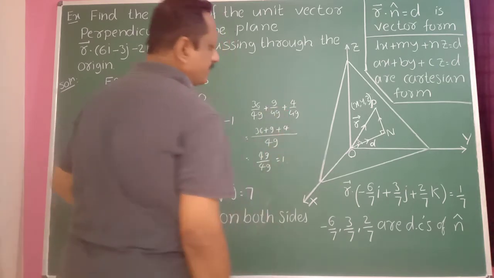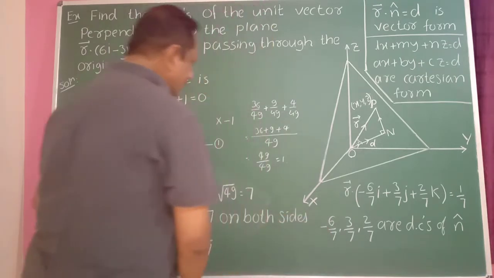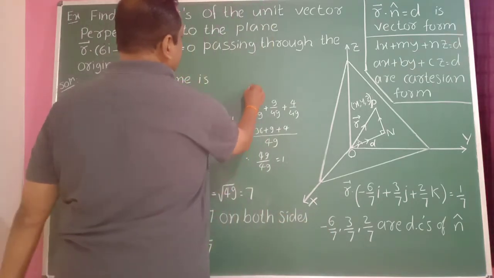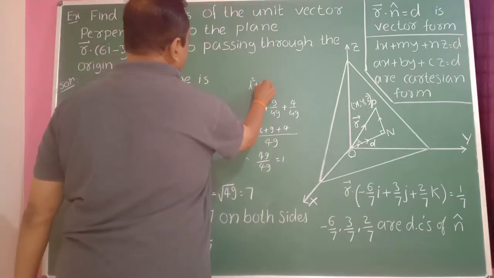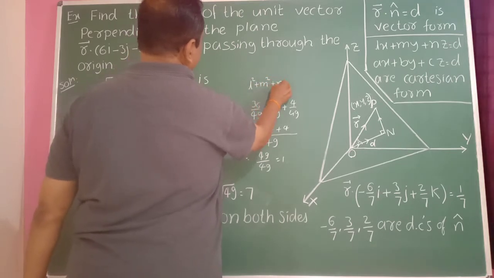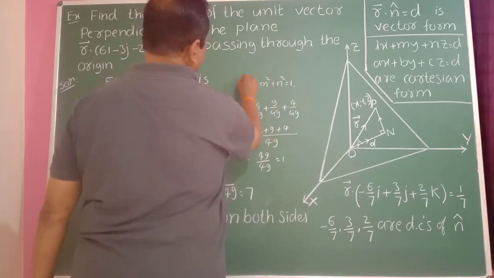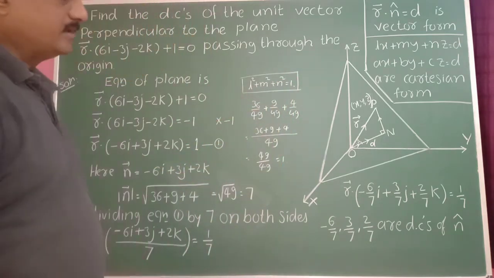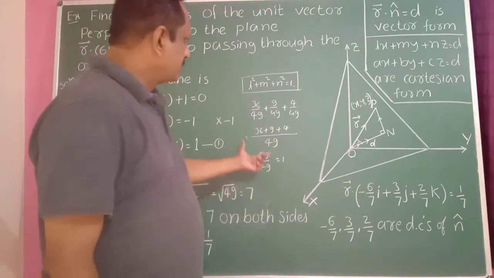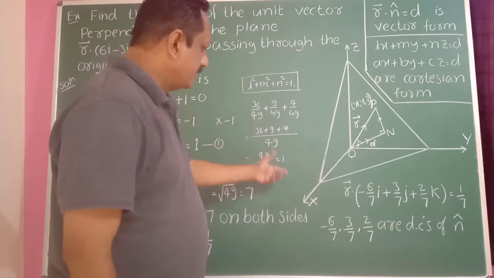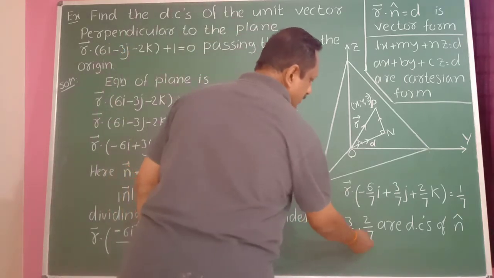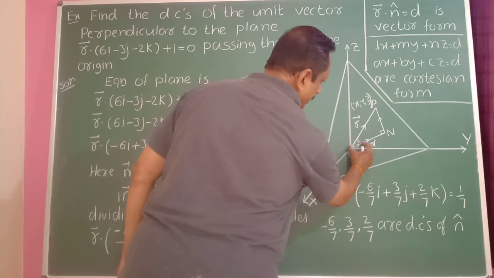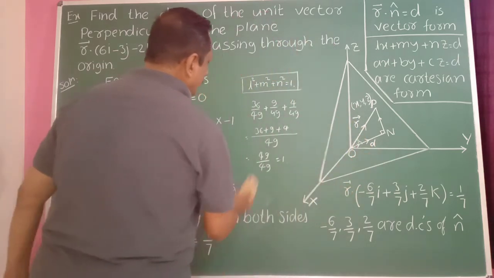It gives 1. So these are direction cosines because this condition is satisfied: L square plus m square plus n square is equal to 1. If this condition is satisfied, then L, m, n are the direction cosines. Hence these are the direction cosines of the normal vector to the plane.